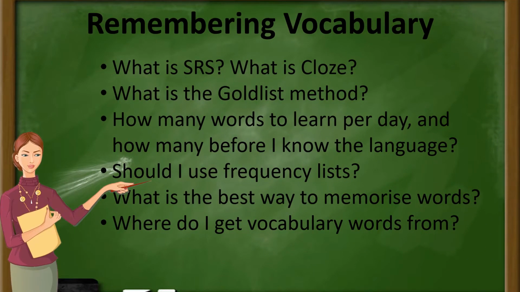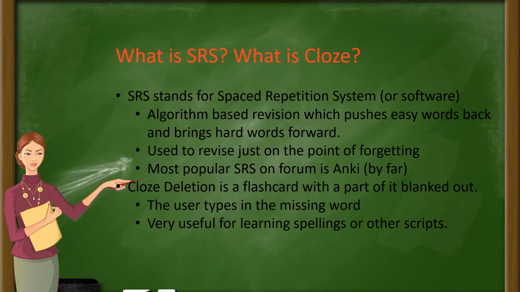This week's topic is remembering vocabulary. So SRS, gold lists, number of days to use, frequency lists, and the best way to memorize words, etc. And where do I get these words from? So let's start with SRS and cloze.